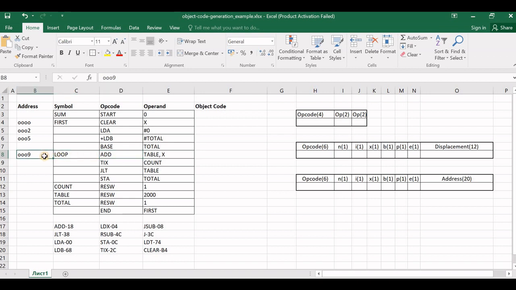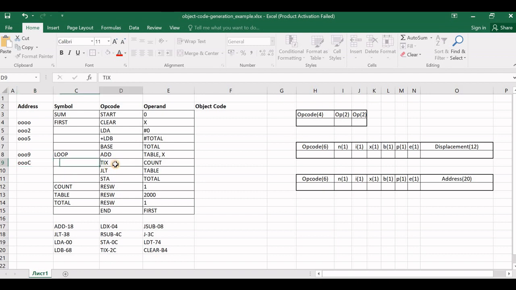This instruction starts at address 9 and occupies 9, 10 and 11, and the next instruction starts at address 12. 12 in hexadecimal is C.